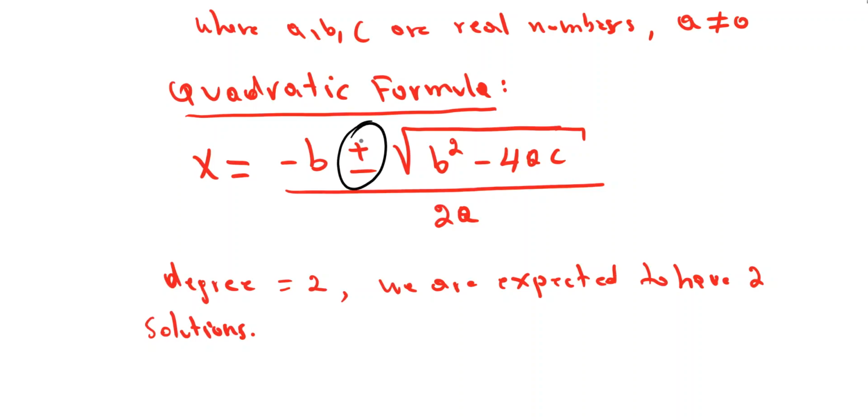The 2 solutions may be the same solution; we call that repeated solutions. The 2 solutions may be distinct; we call that 2 distinct real solutions. And the 2 solutions may be complex solutions, so we call that imaginary solutions. But yet the plus or minus basically tells us that we need to have 2 solutions.